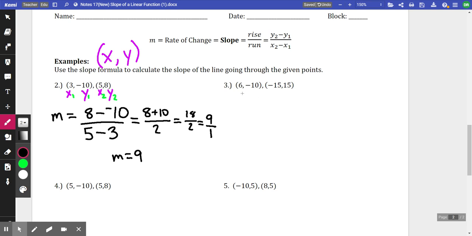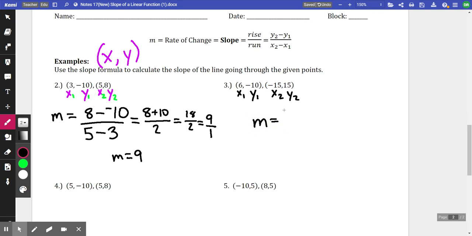Next one, we'll do the same thing. We'll label our first x-coordinate as x1. We'll label our first y-coordinate as y1. We'll label our second x-coordinate as x2 and the second y-coordinate as y2. And then we plug these values into our formula.